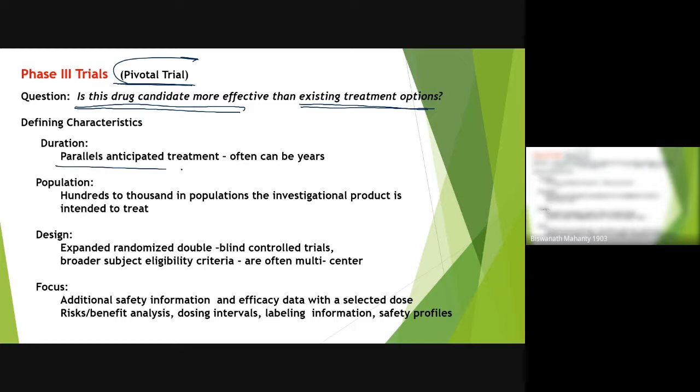Parallel anticipated treatments often can take years. So how long are we going to do this? 100 to 1000 population can be in this case, in this treatment process. It is also an expanded randomized double-blinded control trial. Double-blinded is very, very important.